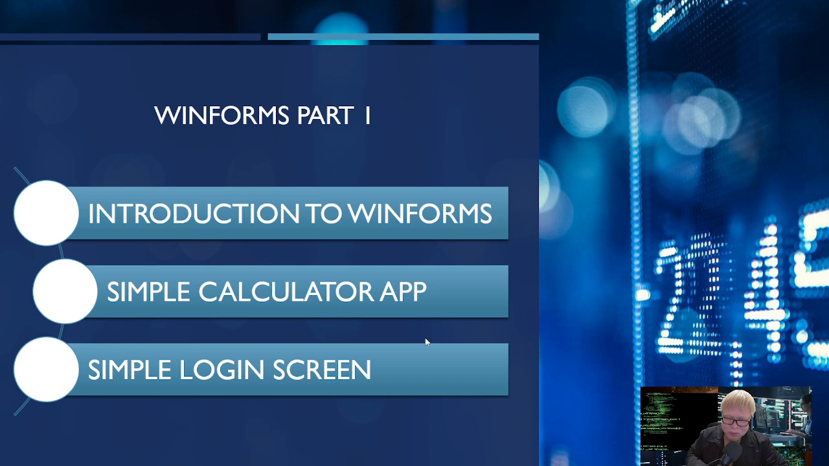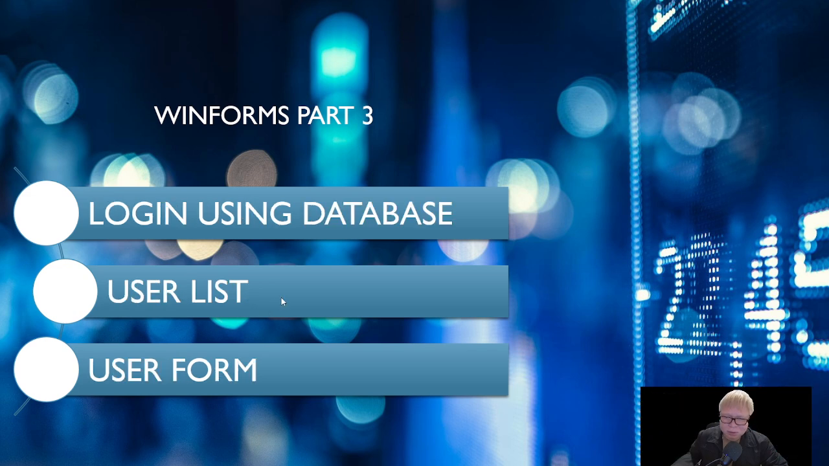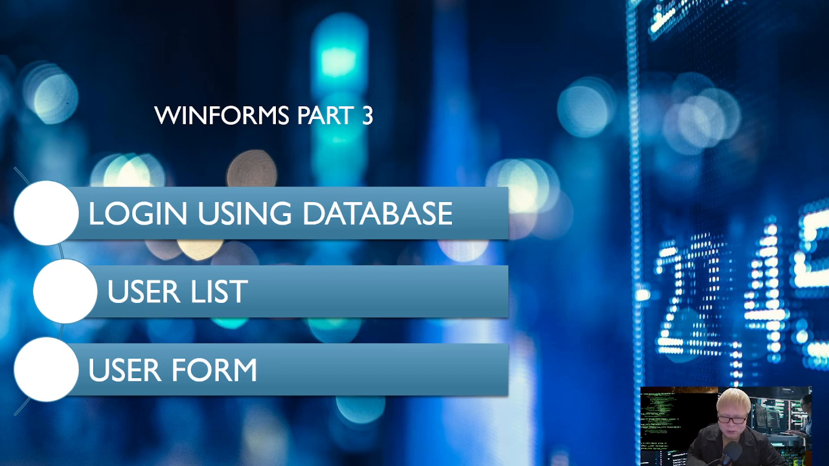Initially, we are going to discuss three things. For part one, we have WinForms. Part one is an introduction to WinForms, a simple calculator app, and a simple login screen. And then in the next part, we are going to have MDI forms, MDI child, dialog box, and finally, in part 3, we're going to discuss login using database, user list, and user form. So those are the topics that we'll be learning in this particular desktop application programming series.